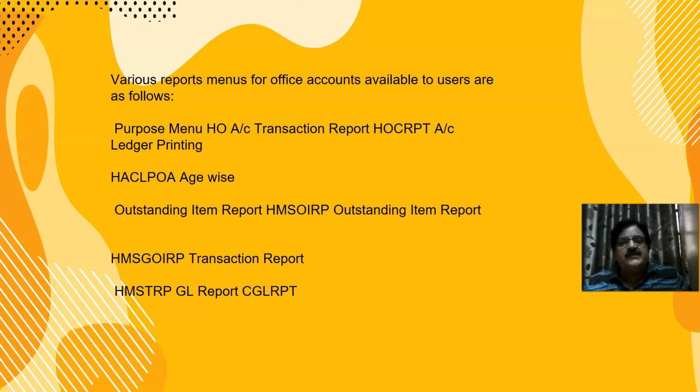Various report menu options for office accounts available to users are as follows. Purpose: menu options. HO account transaction report is HOCRPT. Some banks may have a reports menu option wherein you can find all the reports available. So here the transaction report is HOCRPT. Ledger printing is HACLPOA, age-wise: 3 months, 6 months, 1 year, over 1 year, up to 3 years, beyond 3 years. We can find it age-wise also, giving the criteria.